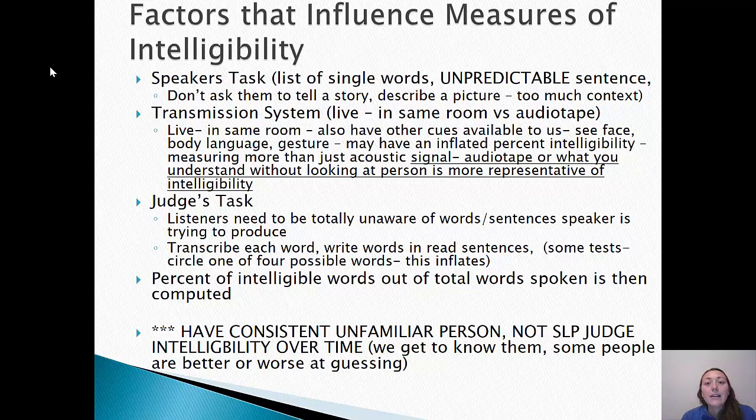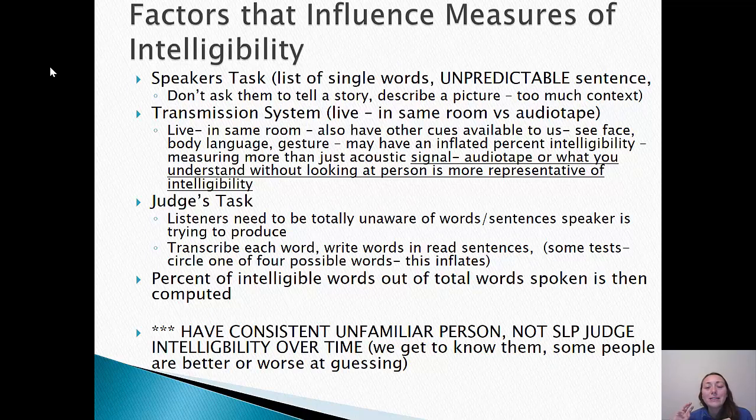All right, so things we need to consider: live in the same room versus audio tape. We would love to say we would like to do this live in the same room. That would be helpful. Maybe. There's not like a right or wrong with this. It's difficult because when we're doing intelligibility, we really should be just taking in that auditory input, right? Like what's coming in from the patient's speech output.